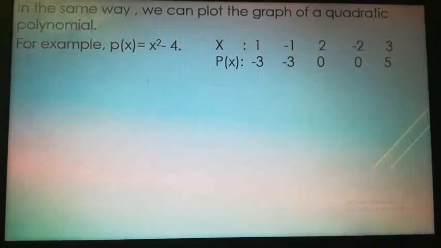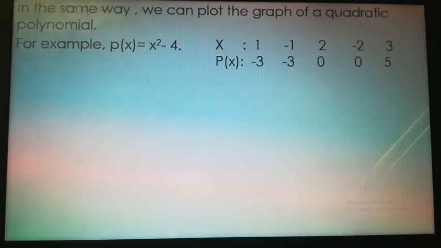When you substitute x equal to 1 in the polynomial x squared minus 4, you get 1 squared minus 4, that is negative 3. When x is equal to negative 1, you get the value of the polynomial as negative 3. Similarly, when x is equal to 2, 2 squared minus 4 is 0. Then for negative 2, 0. Then when x is equal to 3, x squared minus 4 becomes 5. So these are some of the values of the polynomial for the corresponding values of the variable.